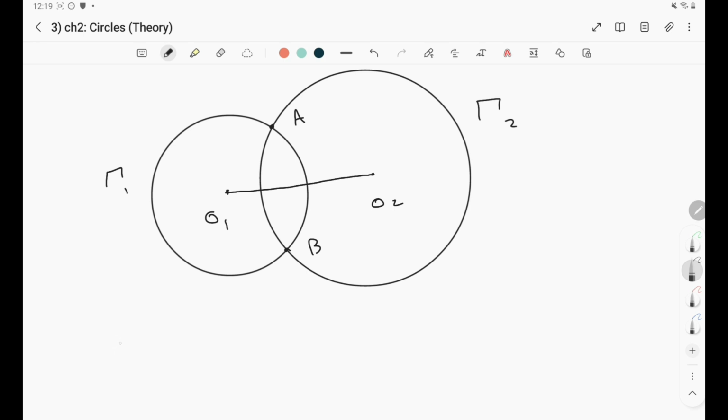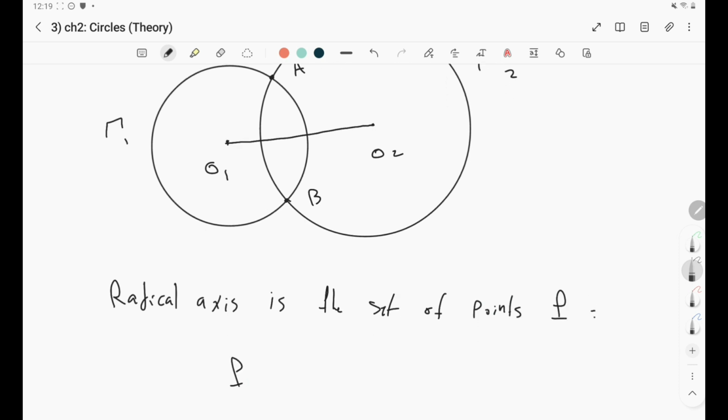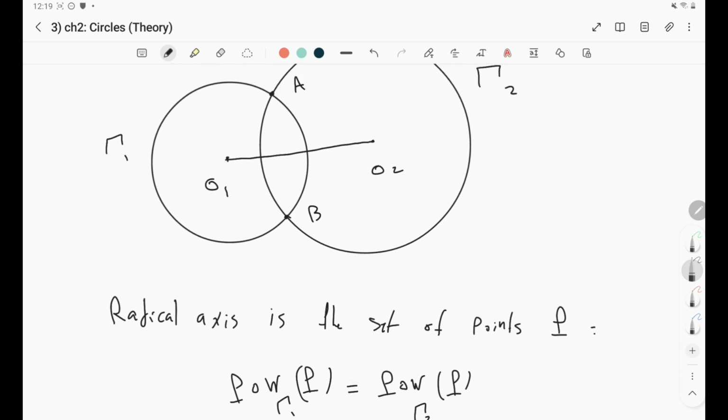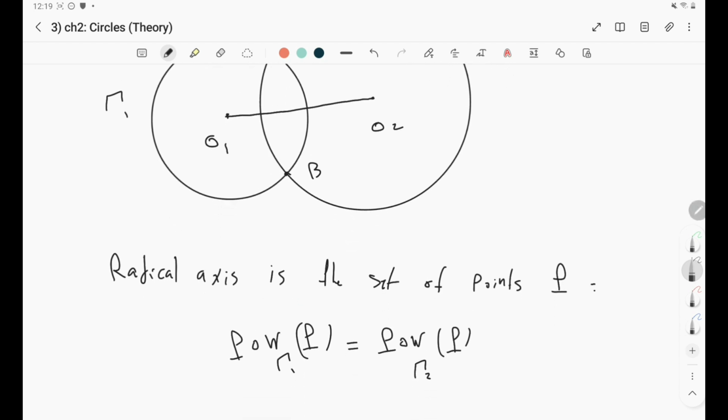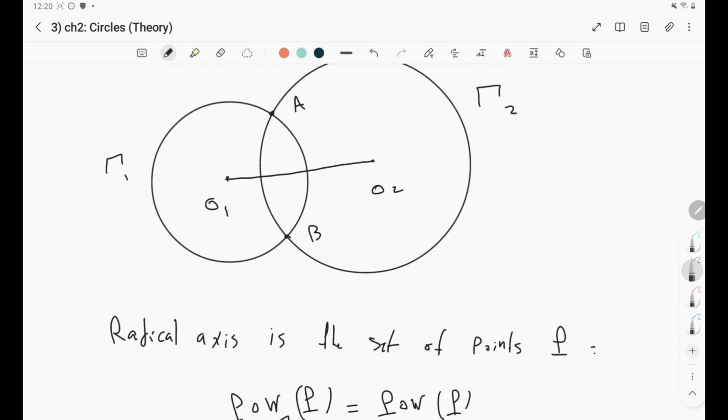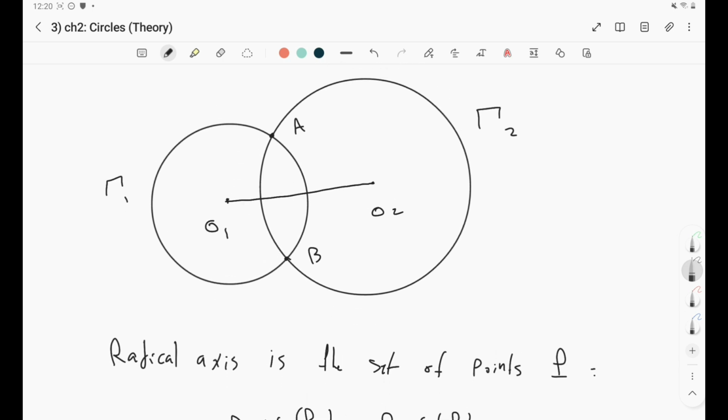The formal definition is simply that the radical axis is the set of points P that satisfy: the power of point P with respect to gamma 1 is equal to the power of point P with respect to gamma 2. This is basically any point whose power with respect to the first circle is the same as the power with respect to the other circle. It's going to be on the radical axis. So we want to find what exactly the radical axis is. What is this set of points?